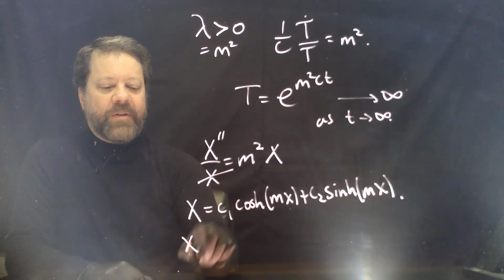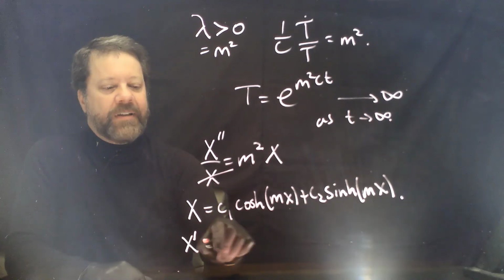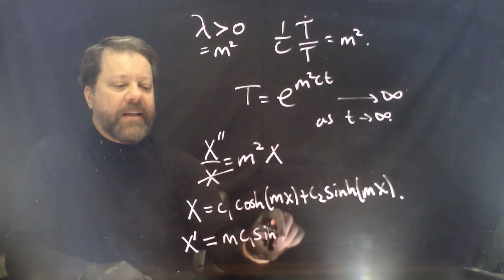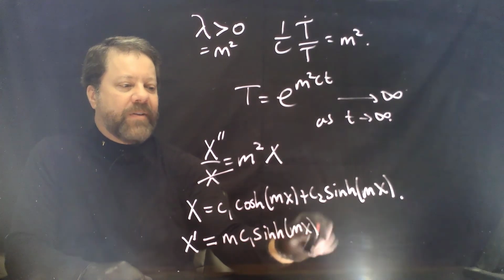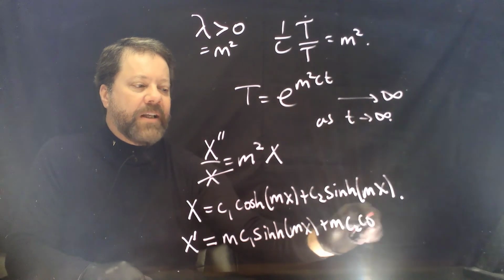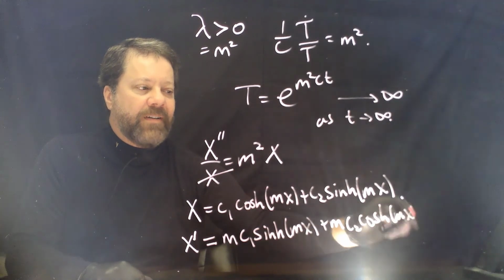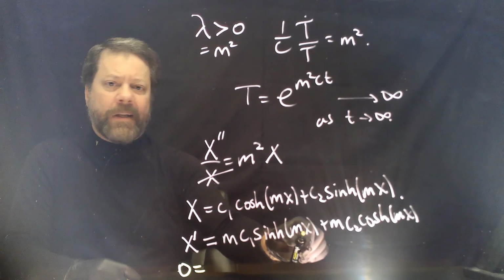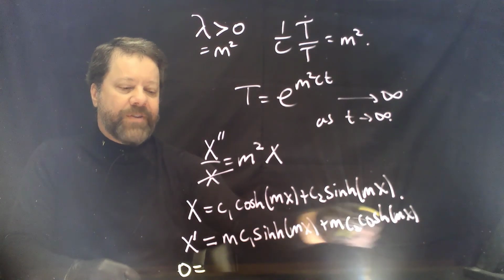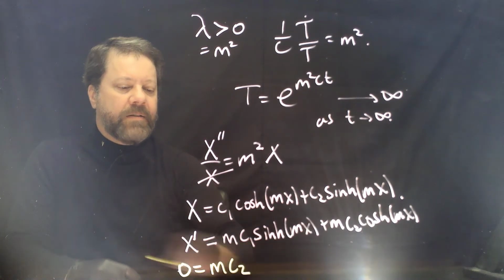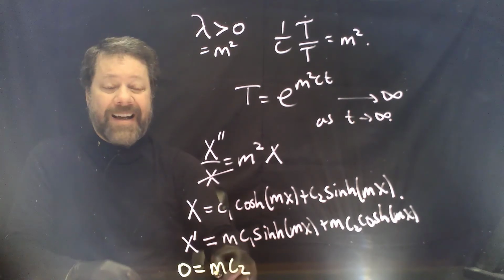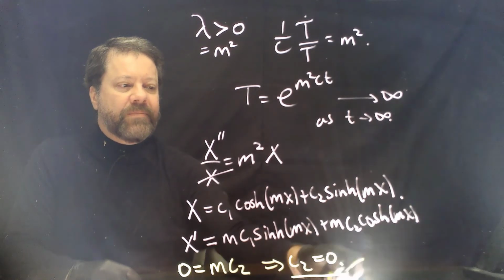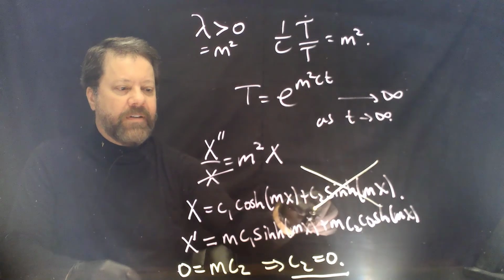Now, the boundary conditions were these Neumann conditions. We need to find X prime and set that equal to 0. X prime will be m c1 times the sinh of mx plus m c2 times the cosh of mx. Evaluating at 0, notice that the hyperbolic sine of 0 is 0 and the hyperbolic cosine of 0 is 1. So we get m c2. Well, m is not 0 by design, so that implies that c2 is 0. So this part of the solution is out.